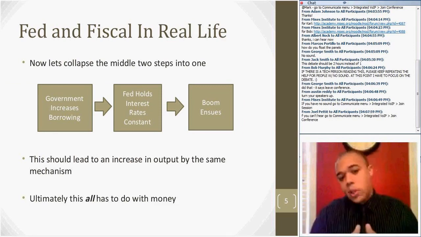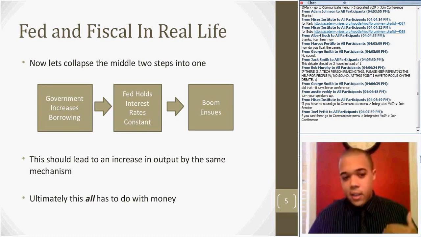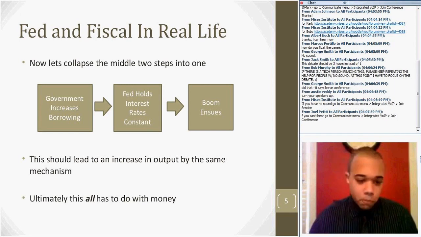So then what we can do is just collapse the two middle steps into one. So the government increases borrowing, but the Fed holds interest rates constant, and then a boom ensues. And this should be basically the same thing. So in the first case, the increase in borrowing raised interest rates, and the Fed responded by lowering them back. In the second case, the Fed just holds interest rates the same. And so by the exact same mechanism, we should get an increase in output. We should get a short-term boom, right?